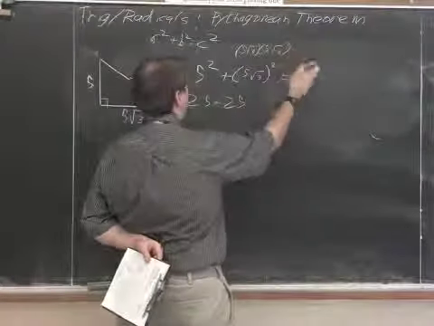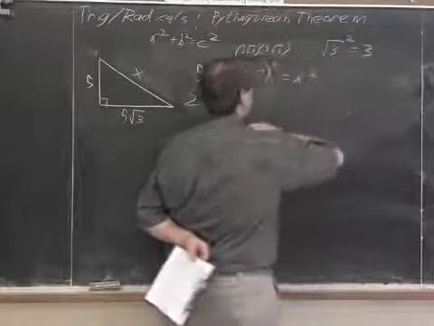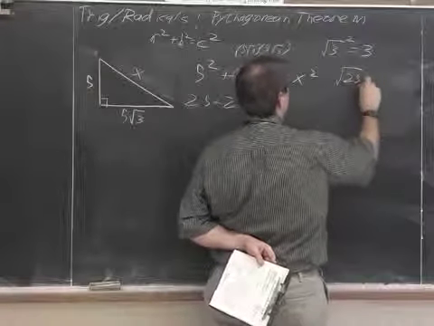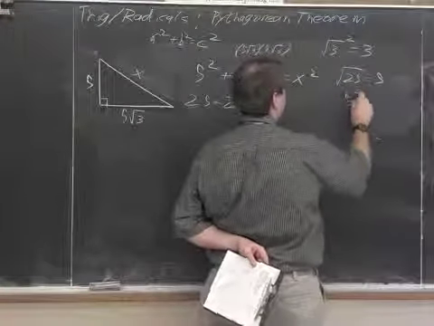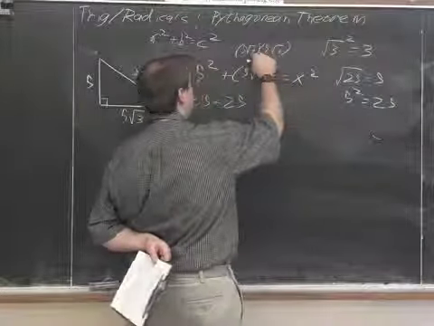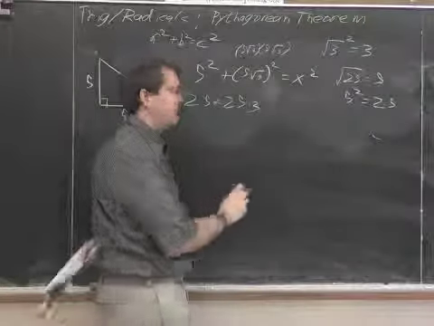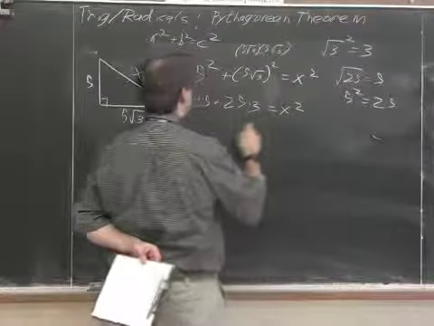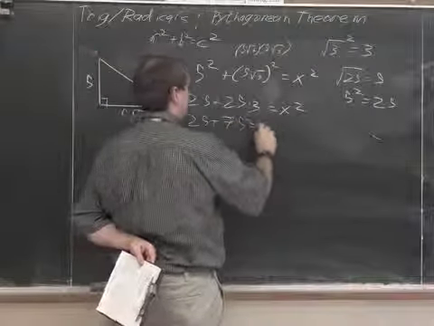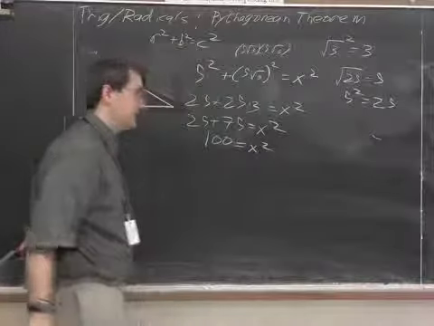The square root of 3 is the number that when we square it, gives you 3. Just like the square root of 25 is 5, because 5 squared equals 25. The point here is that when we multiply root 3 times root 3, we get 3. So 25 times 3 is 75, and 25 plus 75 equals x squared. That gives me 100 equals x squared.